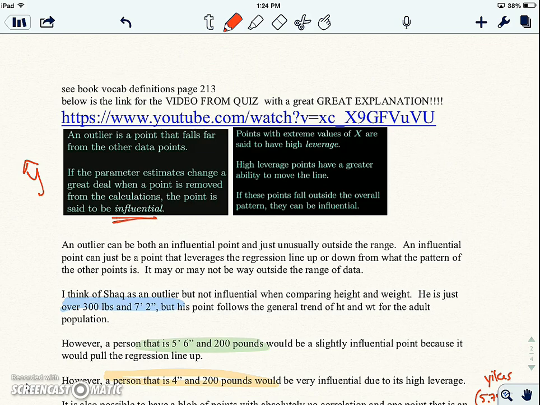Points with extreme values of x are said to have high leverage. We'll talk about that in a minute. High leverage points tend to have a greater ability to move the line, which makes them more influential. Okay, so let me give you an example. This is just a little paragraph first.